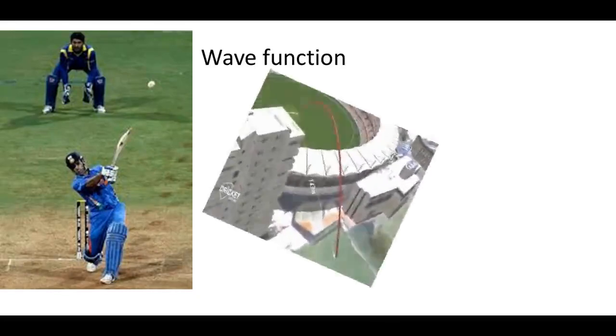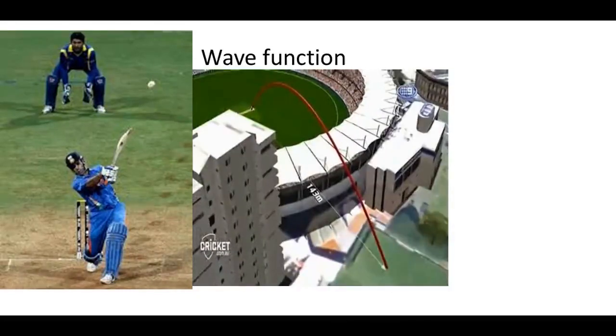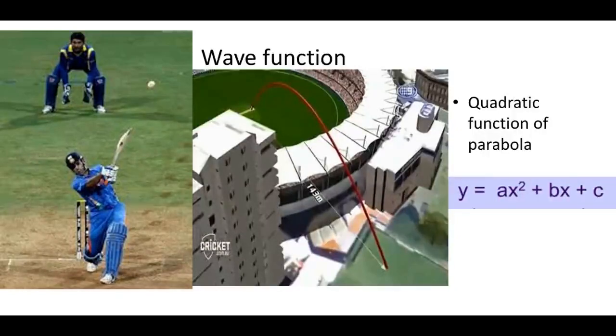In this slide you see a cricket ball being hit in the air. If the ball goes out of the park, you can see that it takes a parabolic curve from the place where it was hit to where it ends. You can visualize this in mathematical form by an equation like this: y is equal to ax square plus bx plus c. This is a quadratic function of a parabola. Since the ball forms a parabolic curve, you can use this mathematical function to predict the path of the ball.